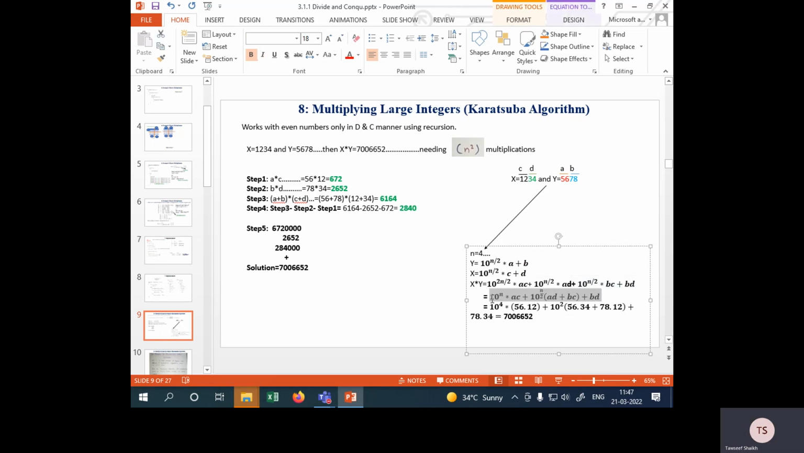So this becomes actually my general formula of Karatsuba's algorithm. This is the actual formula. So not taking n is equal to 4, even if n is equal to 100, n is equal to 400, whatever the number is, just put that n value here, whatever the result we get, that will be the solution of our multiplication finally.